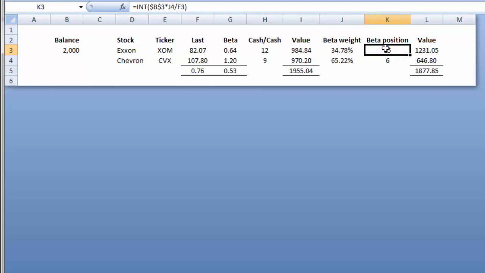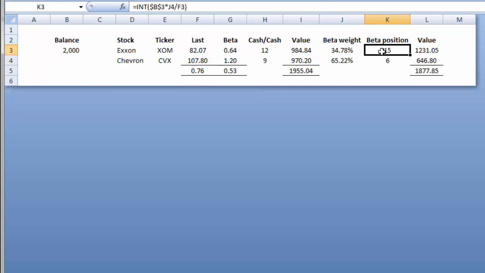Now, what we're doing here is taking the balance of 2,000 and multiplying it by the beta weight of the other stock. So if we're looking at Exxon, we're taking this 2,000 and multiplying that by 65%, and then dividing it by the current price of Exxon, as you can see here, and we're doing the same for Chevron. So for Chevron, it would be the 2,000 multiplied by Exxon's beta weight of just 34%, and then dividing it by Chevron's share price. And that's how we calculate how many shares we want to put towards each stock.